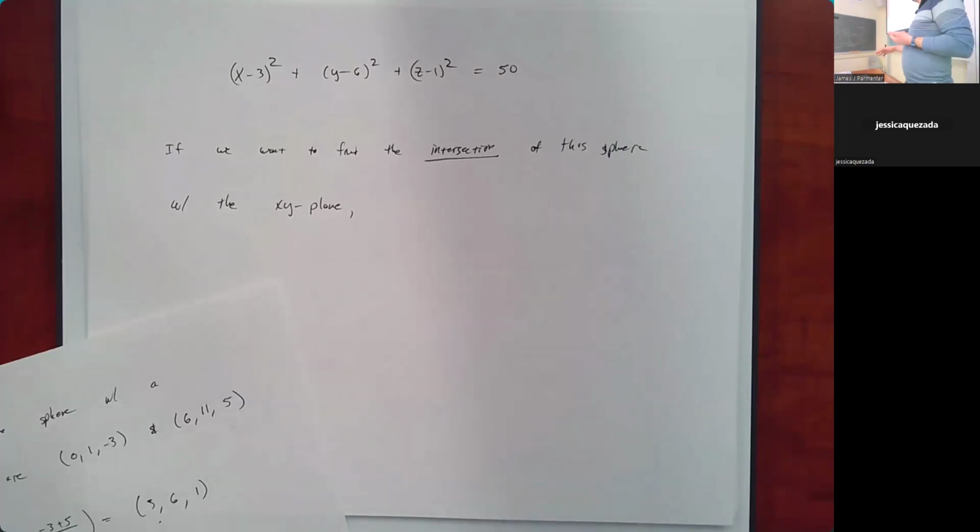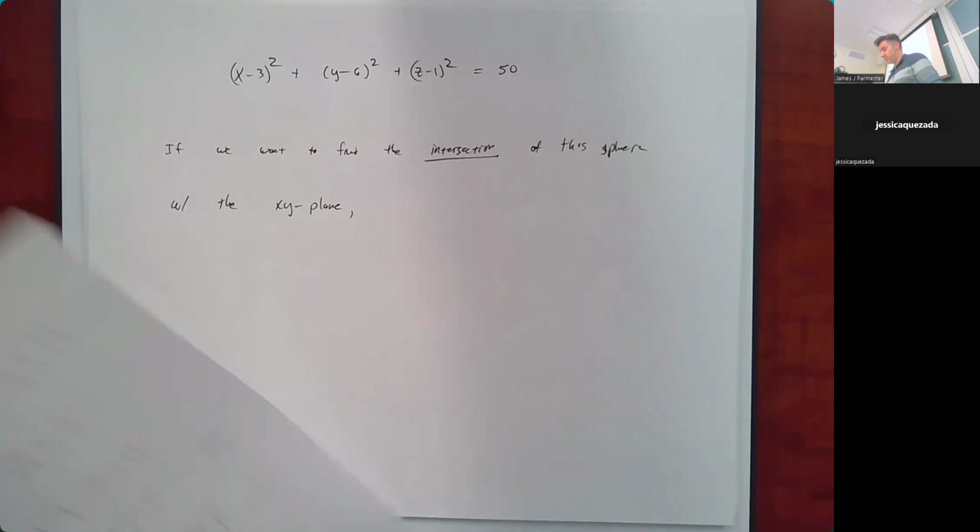So if we want to find out what's going on in the xy plane, well, if you're on the floor, your height is 0, which means your z value is 0. So to figure out what's going on in the xy plane, we're going to set z equal to 0.